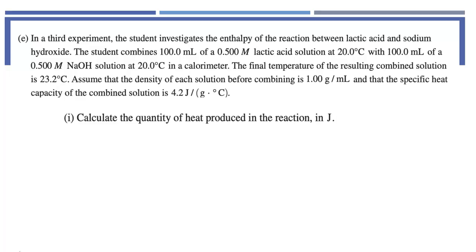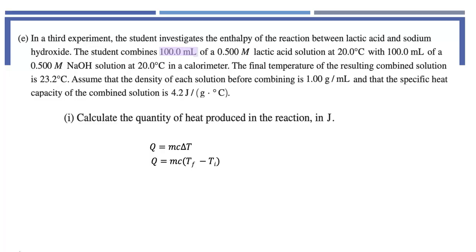Assume that the density of each solution before combining them is 1 gram per milliliter, and the specific heat capacity of the combined solution is 4.2 joules per gram per degree Celsius. Okay, finally, something to do. Calculate the quantity of heat produced in the reaction in joules. This is a q equals mc delta T problem. We have information to find the mass. We're given the specific heat. We have information to find delta T. I do want to remind you that delta T is always T final minus T initial.